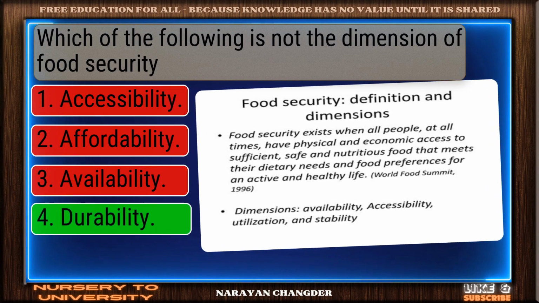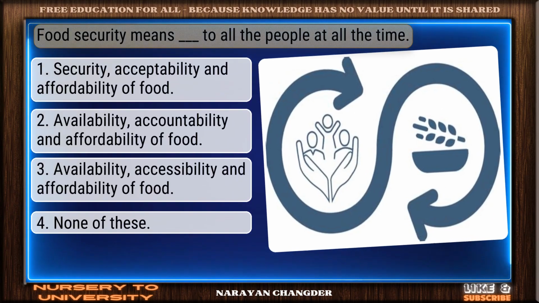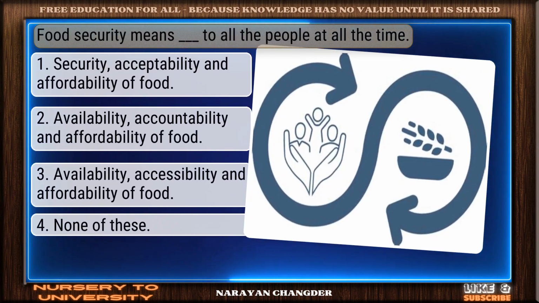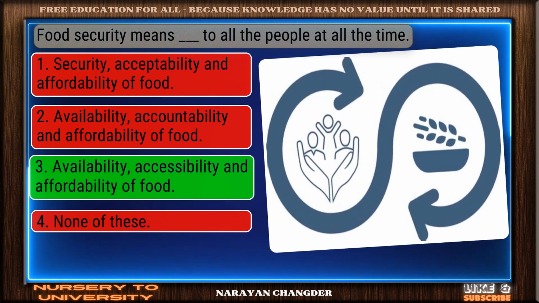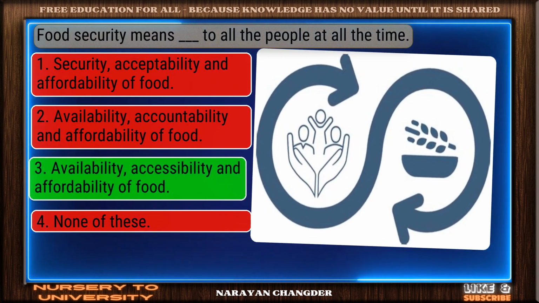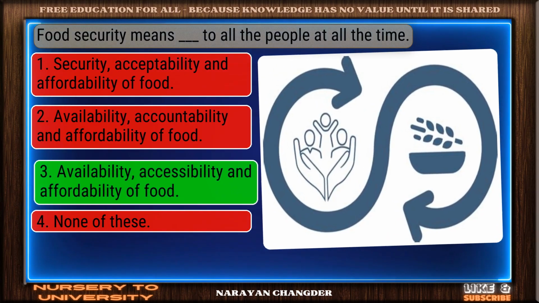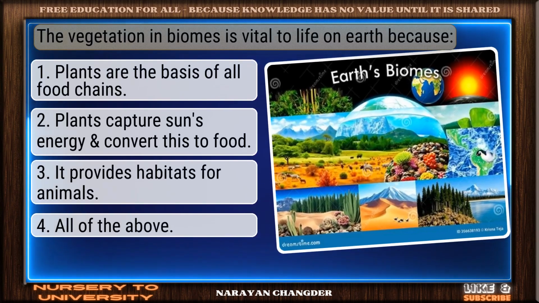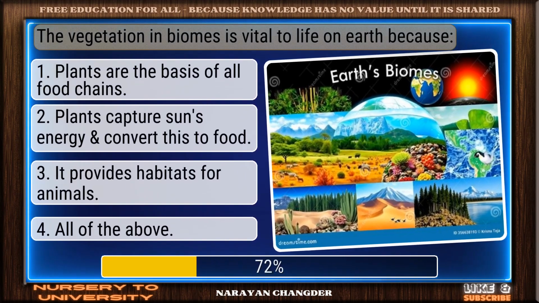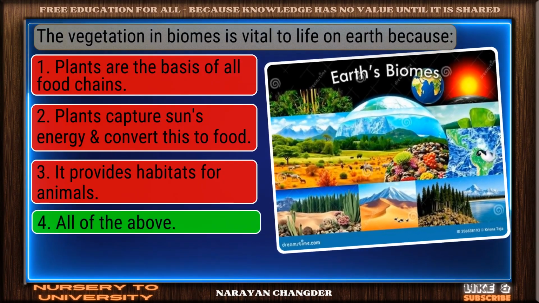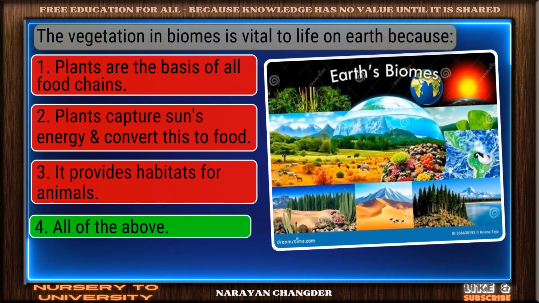Excellent. Durability is a brilliant choice. Food security means dash to all the people at all the time. Excellent choice. Availability, accessibility, and affordability of food is the right answer. The vegetation in biomes is vital to life on Earth because. Sharp thinking. All of the above is the right choice.